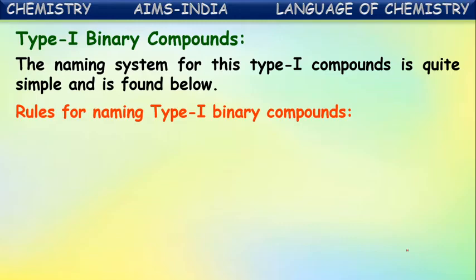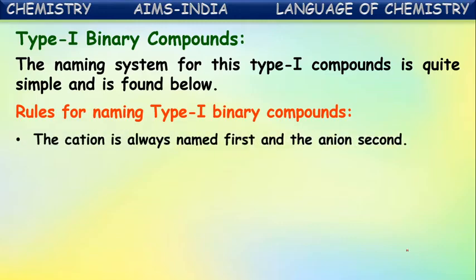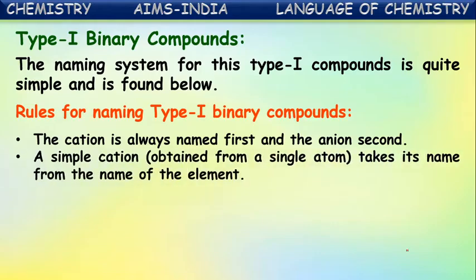Rules for naming type 1 binary compounds. First, the cation is always named first and then the anion second. A simple cation takes its name from the name of the element. Cation means what? The positive ion. So in naming these type 1 binary compounds, first the cation is named. That means the positive ion, or metallic ion, is named first. Its name is taken from the name of that element.